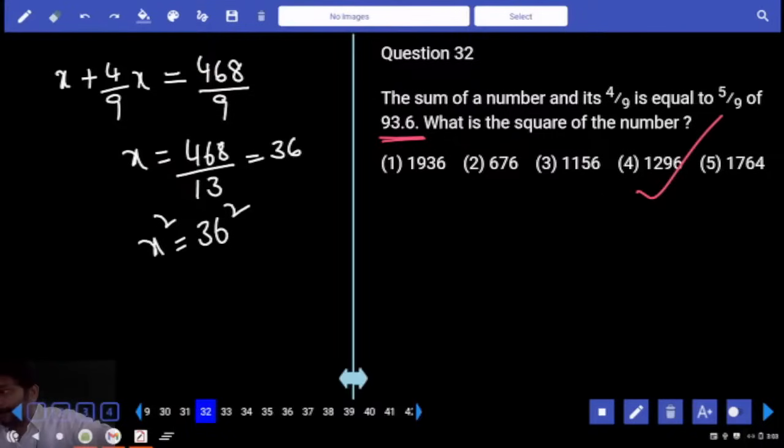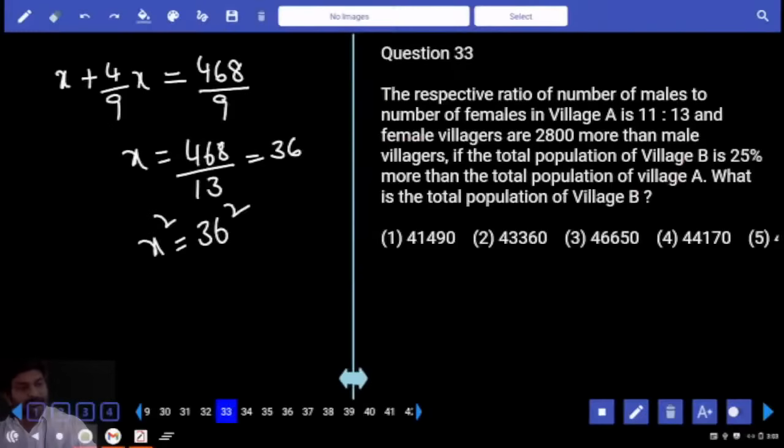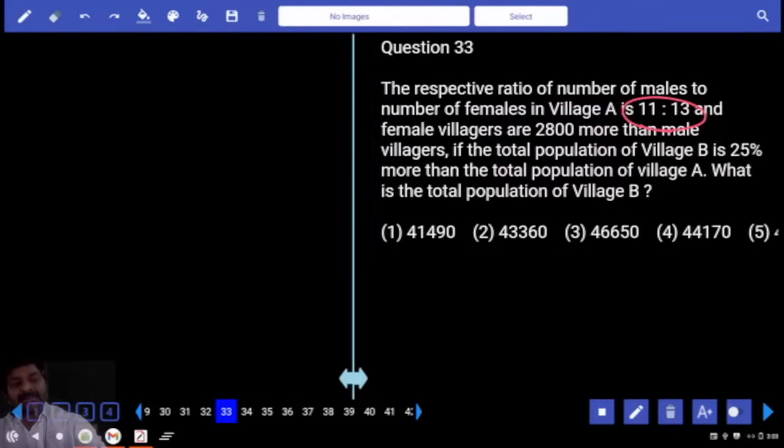The ratio of the number of male and number of female in a village is 7:11:13. Female villagers are 2,800 more than male villagers. Female are how many parts more than male? 2 parts. In terms of number, 2,800. Then 1 part is 1,400. If you multiply that with 11, you'll get male. Multiply it with 13, you'll get female. Multiply it with 24, you'll get the total population.